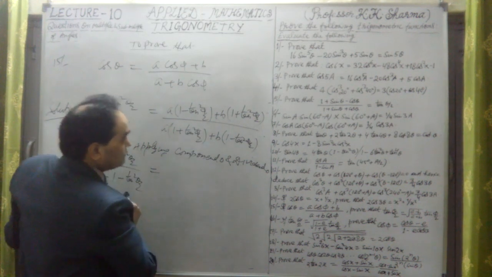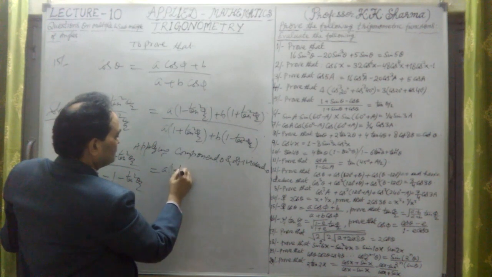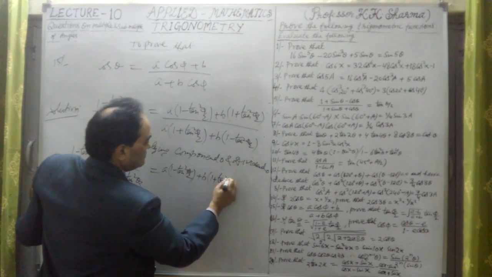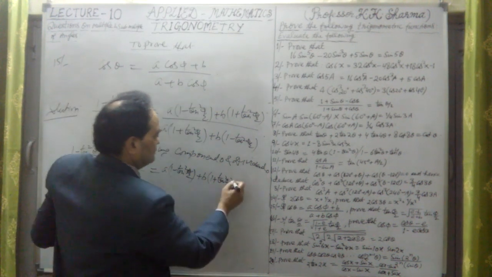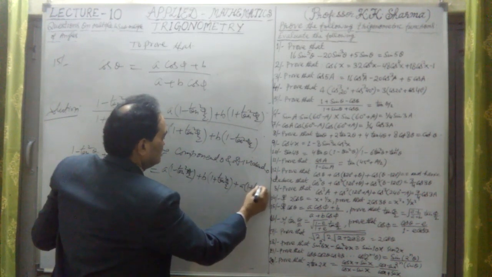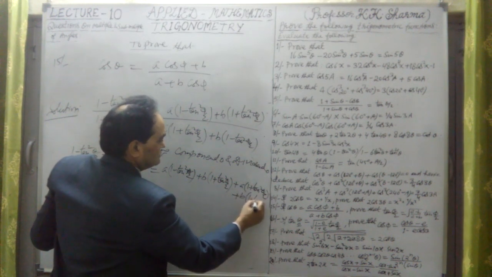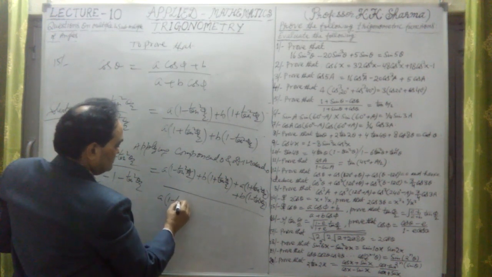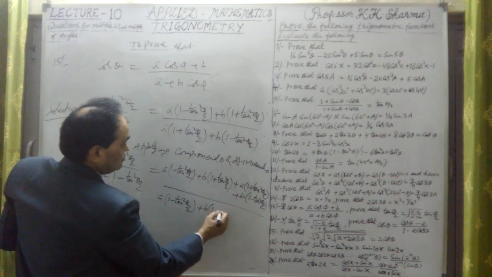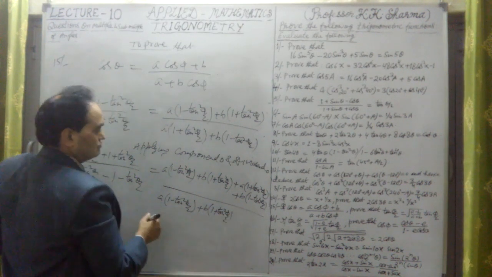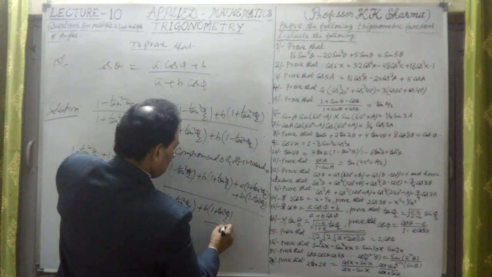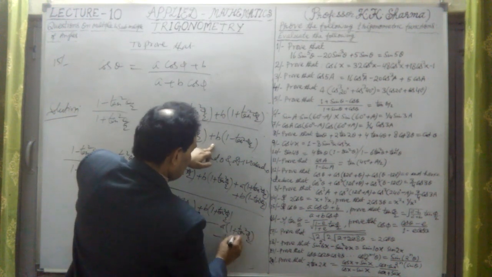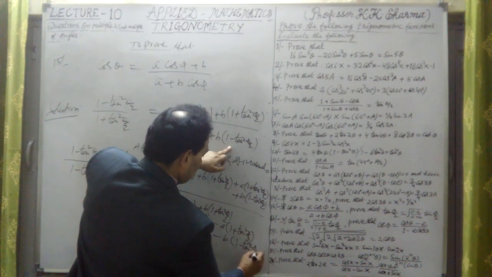Okay, in the numerator, this plus this: this is a into 1 minus tan square phi by 2 plus b into 1 plus tan square phi by 2, same value, plus this, a into 1 plus tan square phi by 2 plus b into 1 minus tan square phi by 2, divided by this minus this. So this is a into 1 minus tan square phi by 2 plus b into 1 plus tan square phi by 2, minus, change the sign of these values: minus a into 1 plus tan square phi by 2 minus b into 1 minus tan square phi by 2.